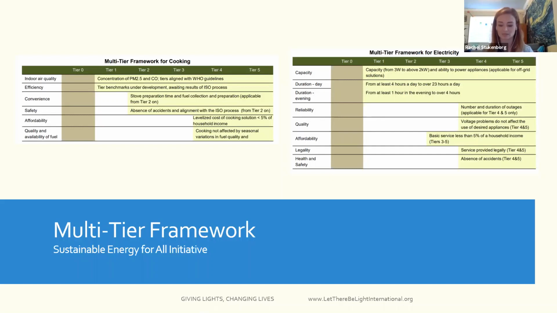As you can see, there are benchmarks for someone to move up a tier. The benchmarks include things like indoor air quality, efficiency, safety, and affordability. And for example, in the electricity framework, to move from tier 0 to tier 1, a household must have access to electricity for at least 4 hours a day total, with 1 hour being in the evening.